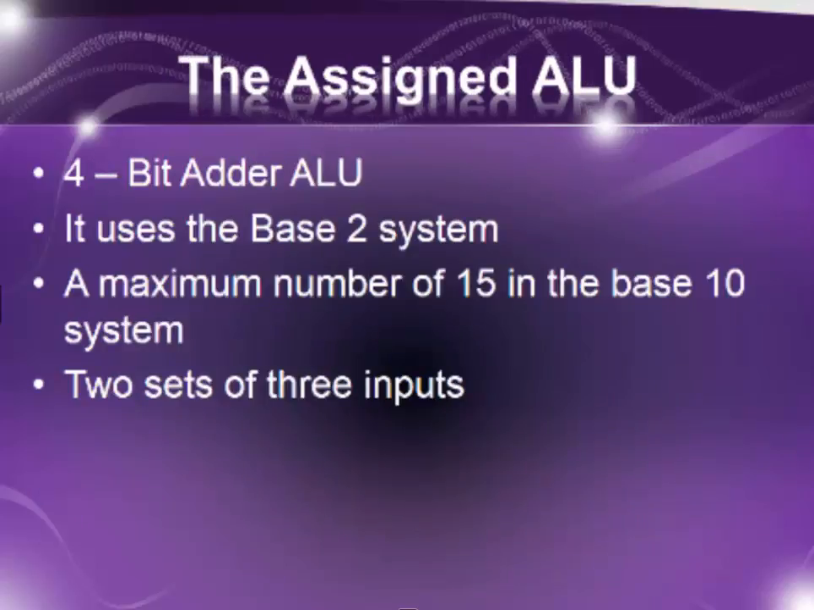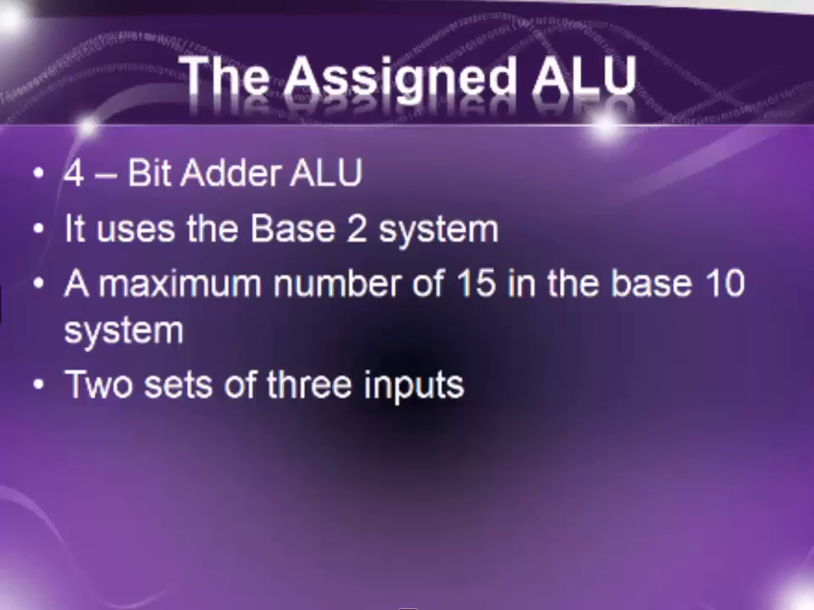So our assigned ALU that was given in class was a 4-bit adder ALU. Now this means that the maximum number that can come out of this 4-bit adder ALU is a 15. And if you add all those 4 bits together, which is 1, 2, 4, and 8, you would get 15 as a maximum number. And the system that this ALU uses is the base 2 system, and not the base 10 that we usually use.